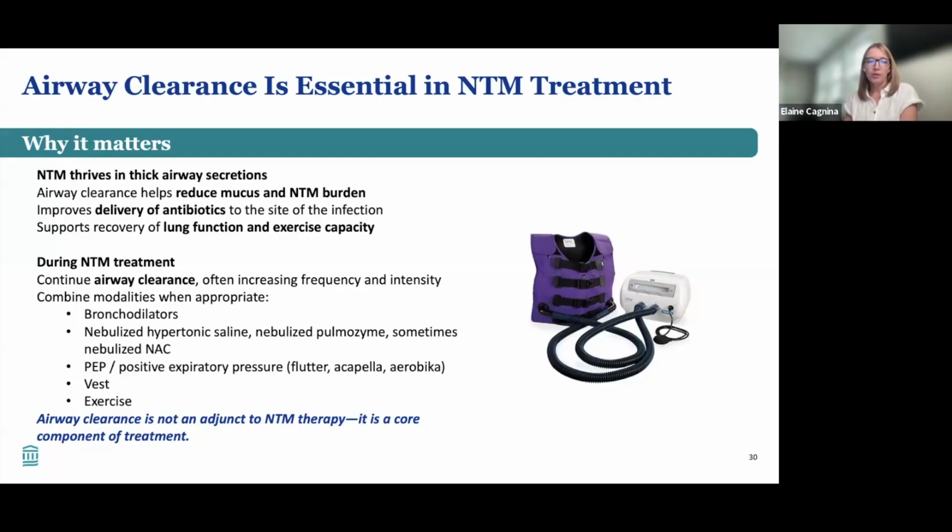So we use bronchodilators, the nebulized medications, hypertonic saline, Pulmozyme, sometimes NAC. We'll use PEP, which is positive expiratory pressure device, better known as a Flutter, an Acapella, or an Aerobika. We use the vest, and exercise is also excellent airway clearance. So again, it's not an adjunct to NTM therapy, it's a core component of treatment. So you really need airway clearance and antibiotics.